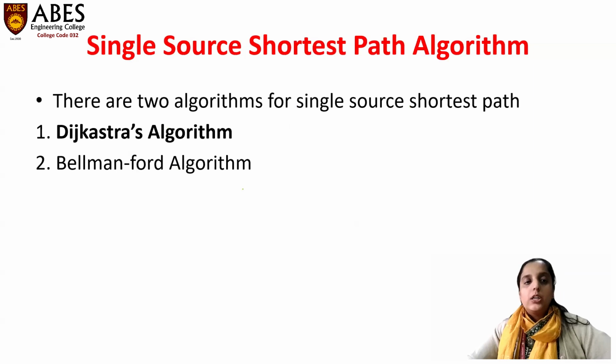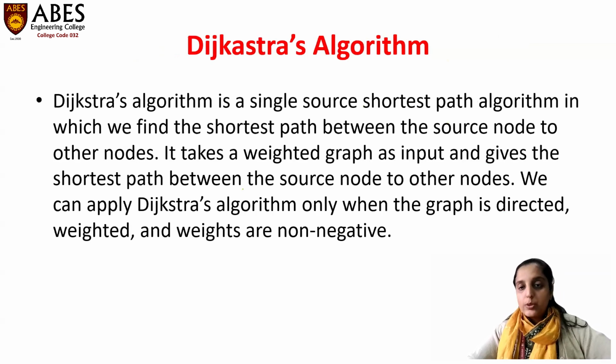Now, there are two single source shortest path algorithms in your curriculum. One is Dijkstra's algorithm and the other is Bellman-Ford. This video will cover Dijkstra's algorithm and in the next video we're going to cover the Bellman-Ford algorithm. As I already told you, Dijkstra's algorithm is the algorithm where we are given one source vertex, and from that source vertex we find the shortest path to every other vertex.